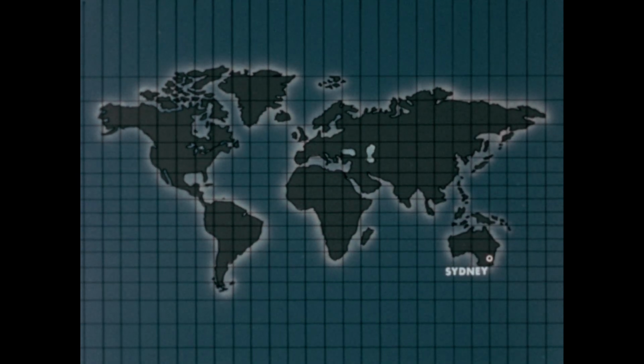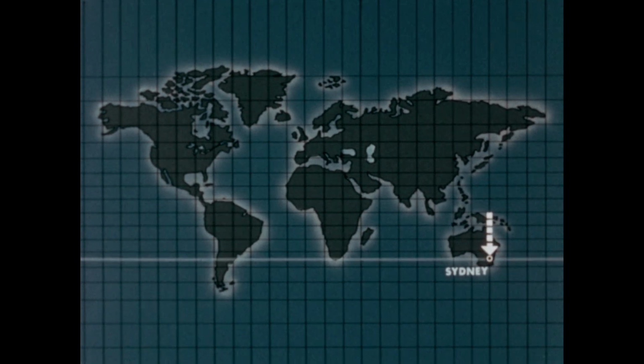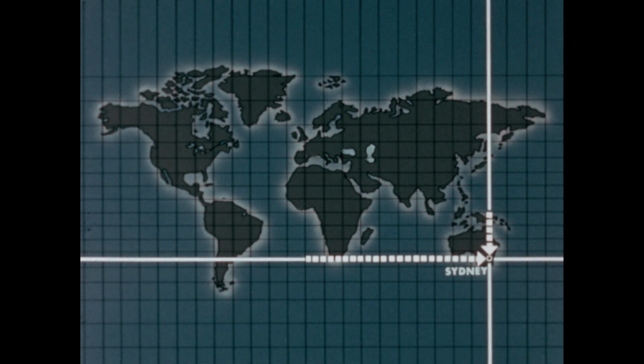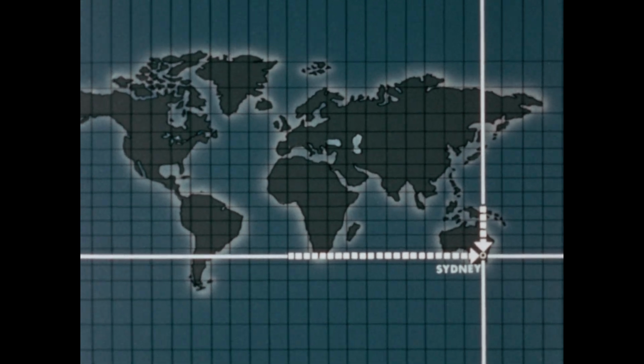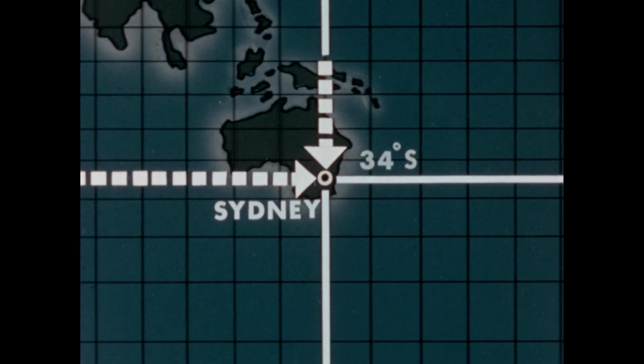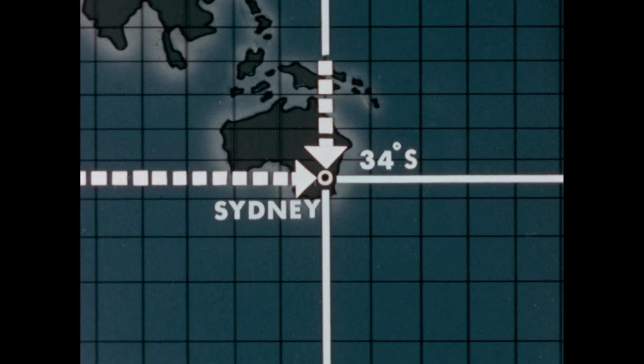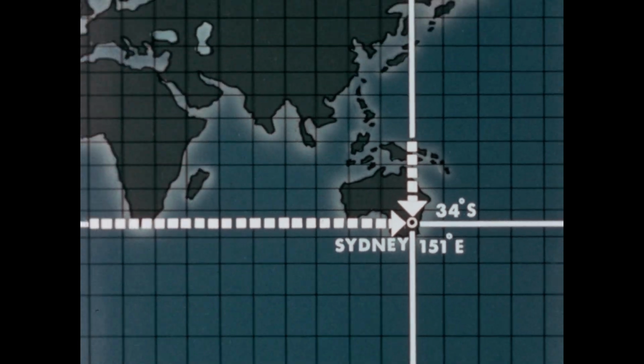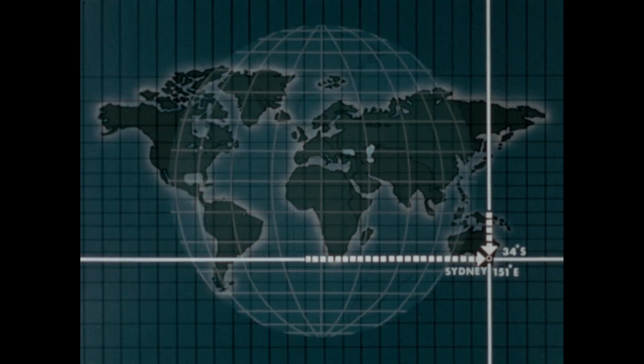Let's locate Sydney, Australia. It is south of the equator, on the 34th parallel, and east of the prime meridian, on the 151st meridian. Its location is latitude 34 degrees south, longitude 151 degrees east. So we've seen how we use latitude and longitude to give locations of places anywhere on Earth.